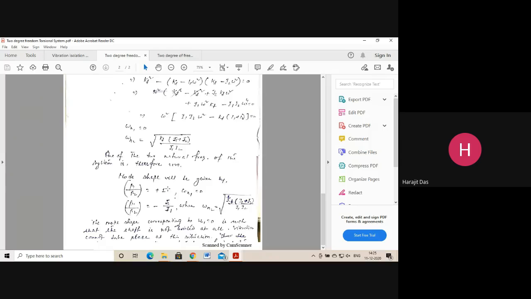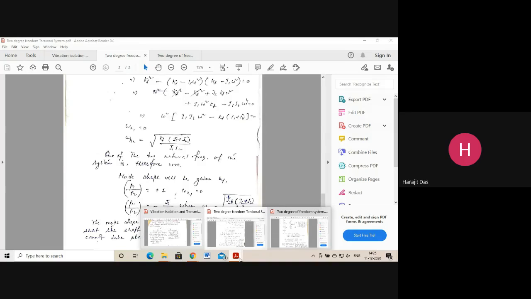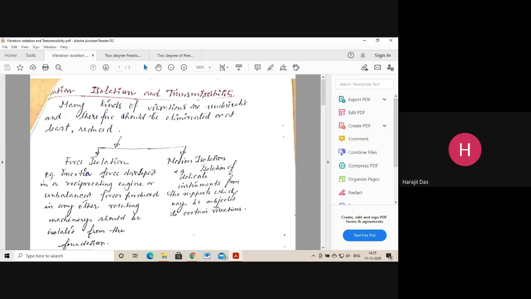So now we will move towards a new topic, that is vibration isolation and transmissibility. Here this word vibration, I think you are not able to see. This is vibration. This happened while I was doing the stapling, so it was just merged in between these two pages.